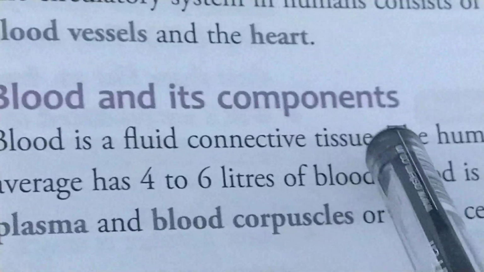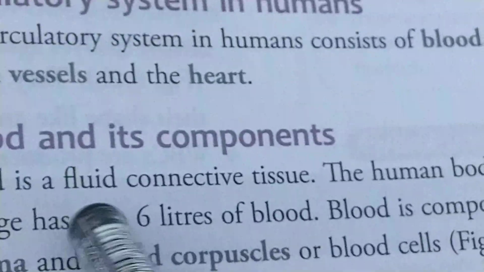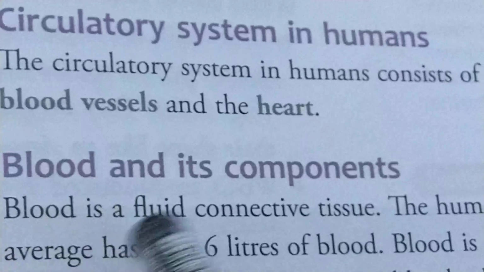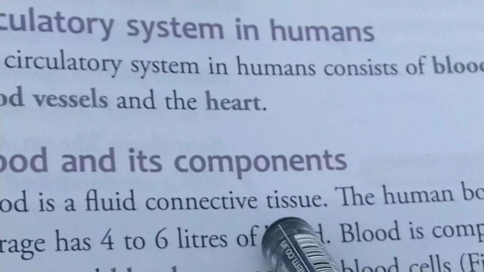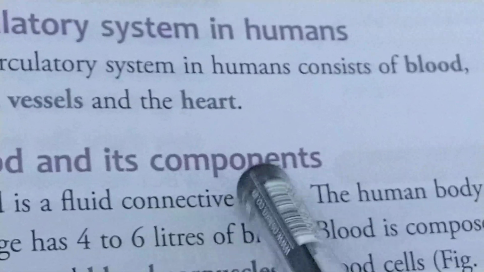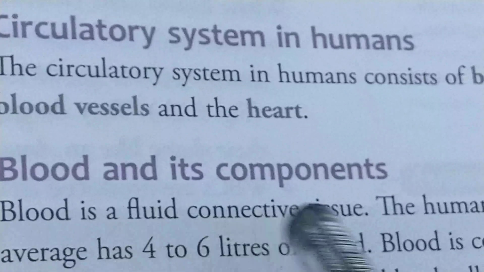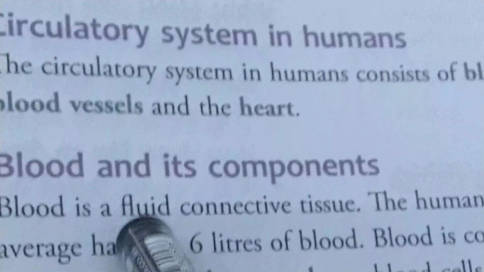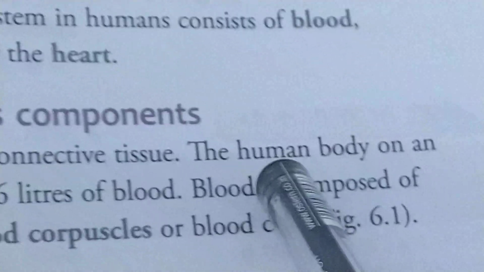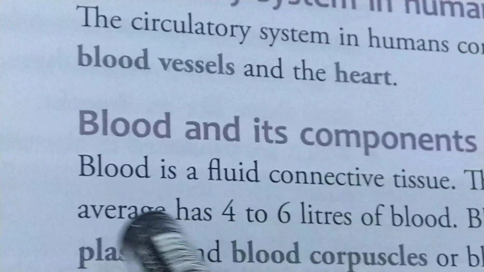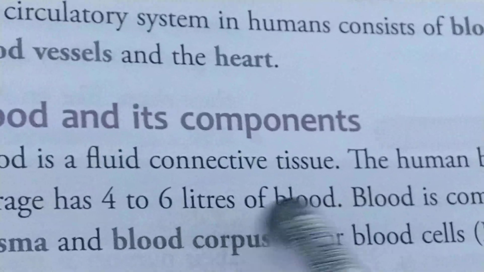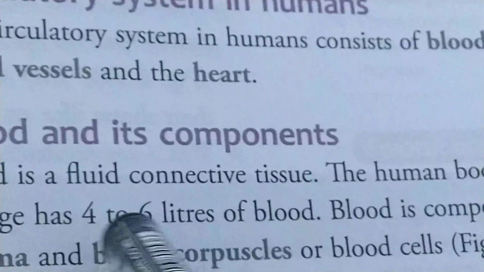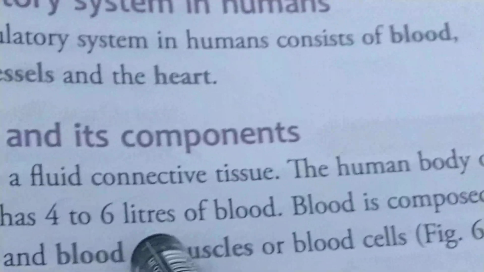ब्लड एंड इट्स कंपोनेंट. ब्लड इज अ फ्लूइड कनेक्टिव टिश्यू. इसके नीचे दाग लगाना. ब्लड इज अ फ्लूइड कनेक्टिव टिश्यू. फॉर व्हाट? बिकॉज हर सेल को कनेक्ट करता है, इसीलिए ब्लड इज अ कनेक्टिव टिश्यू. As it is a liquid, that's why it is also known as fluid connective tissue. The human body on an average has 4 to 6 liters of blood. इसके नीचे भी दाग लगाना. Human body possesses 4 to 6 liters of blood.